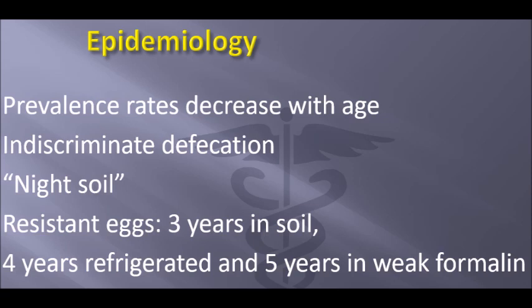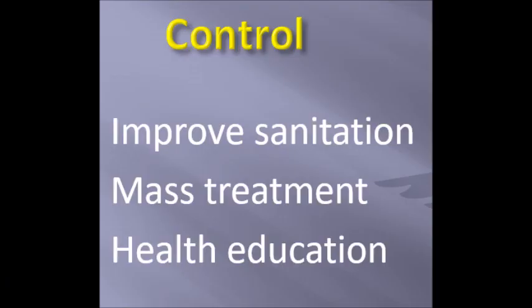Poor sanitation, favorable climatic conditions, and a constant seeding of the soil with eggs perpetuate infection. Eggs are resistant to change in climate, chemicals, etc. They can live in the soil for 3 years, 4 years in the refrigerator, and 5 years in weak formalin. Control is difficult without changes in defecation habits. There are really no animal reservoirs of Ascaris lumbricoides. Control, 3 steps: improve sanitation, mass treatment, health education.